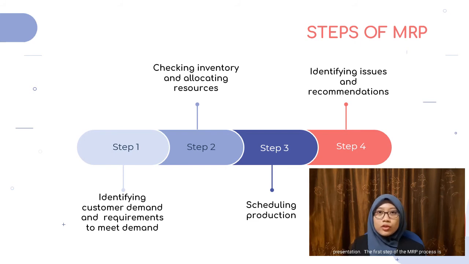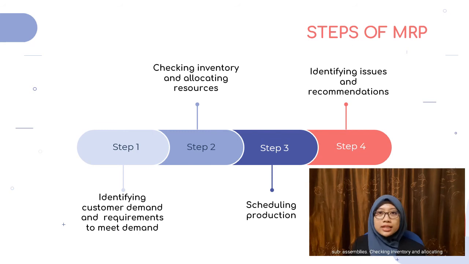The first step of the MRP process is identifying customer demand and the requirements needed to meet it, which starts with inputting customer orders and sales forecasts. Using the bill of material required for production, MRP then disassembles demand into the individual components and raw materials needed to complete the builds, while accounting for any required sub-assemblies.